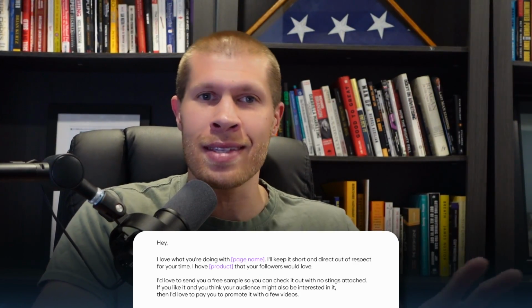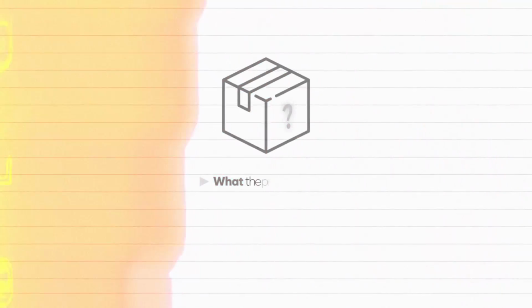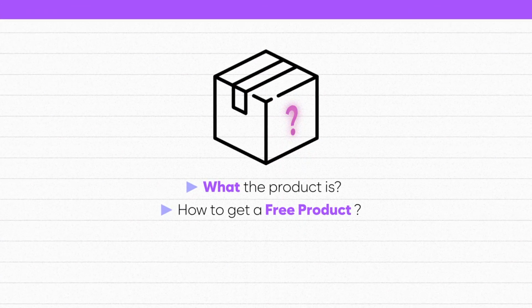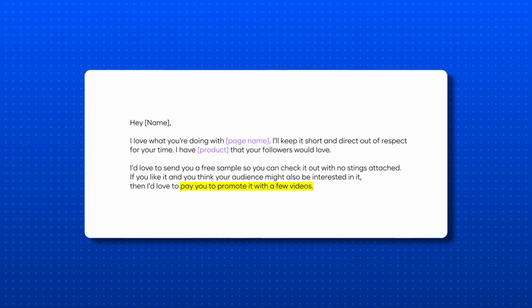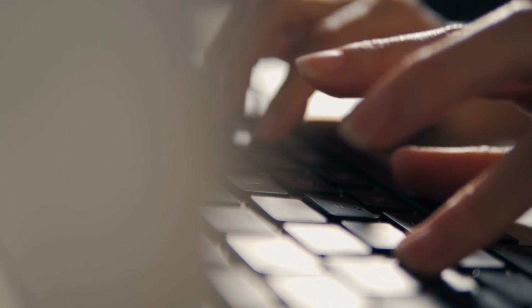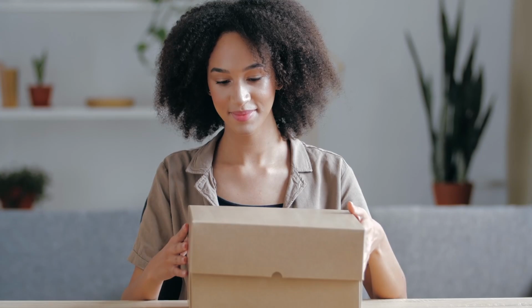Now, this template typically gets a decent amount of responses, and people want to know more about, one, what the product is, obviously, and how they can get a free one, but two, what pay them to promote it with a few videos specifically means. And then once they respond and they're already more invested, it's at this point that you can send them the free sample and make your affiliate partner pitch, explaining how they can make $10 or $15 or whatever the affiliate commission that they would make on every single sale would be with their videos.